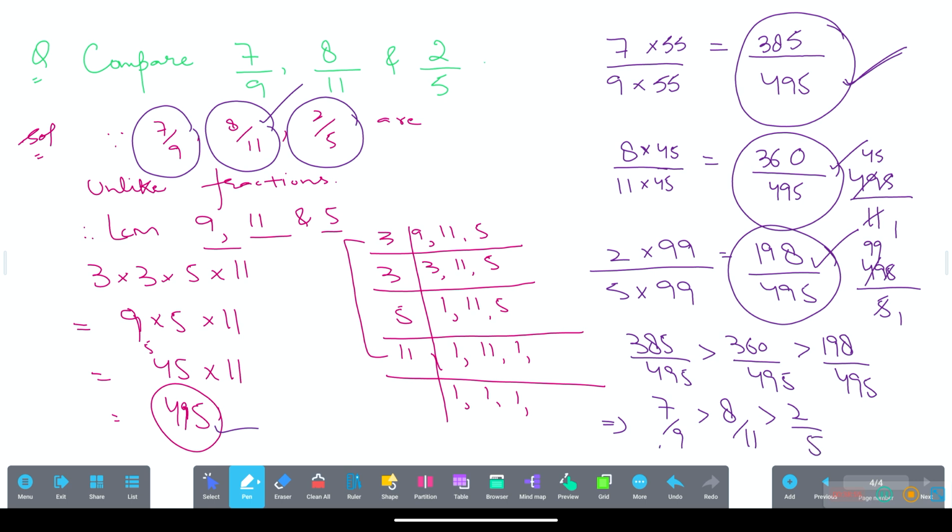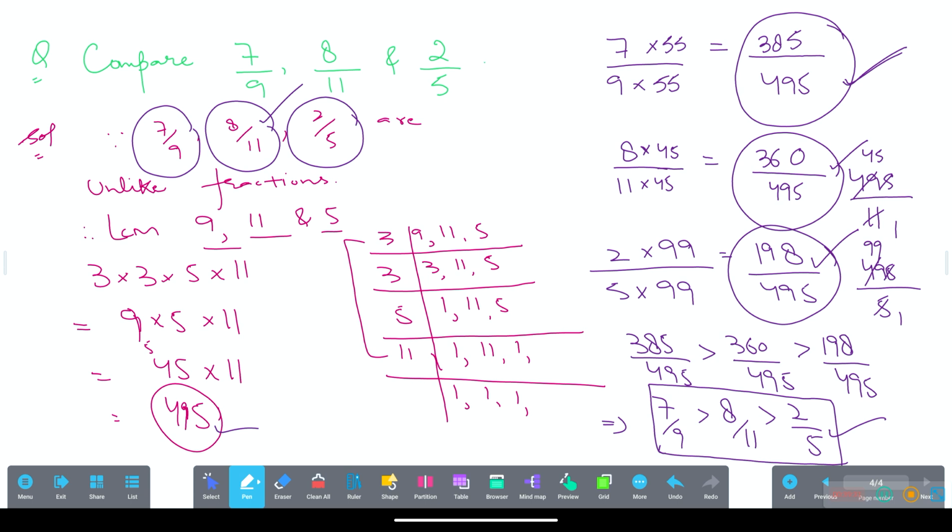So this is actually the comparison of three given unlike fractions. Initially it was difficult, 7 by 9, 8 by 11, 2 by 5, to compare which one is greater. Now we came to know they were already put in the sequence of their descending order. So 7 by 9 is the greatest among the three, 8 by 11 is the second greatest, and 2 by 5 is the third greatest. So this is how we compare the fractions, whether they are like or unlike.